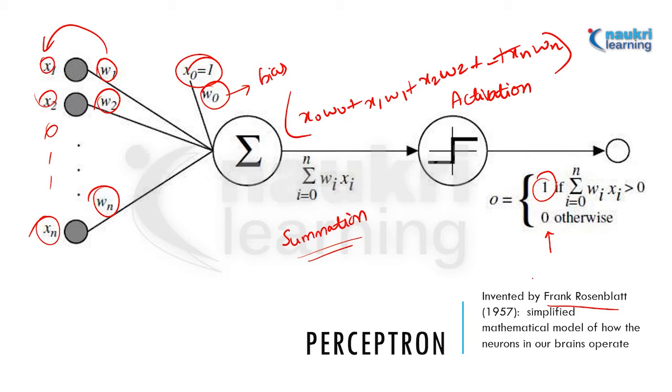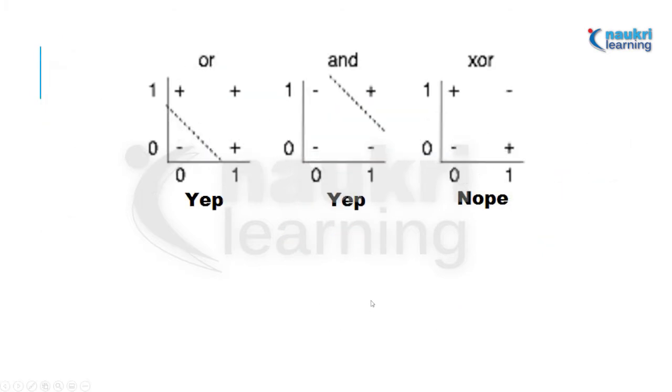Now using this perceptron, just remember we can solve problems like OR and AND, but we cannot solve problems like XOR. So this is one of the disadvantages that we have when it comes to the perceptron. Now what happened? The researchers started increasing the complexity of the model.